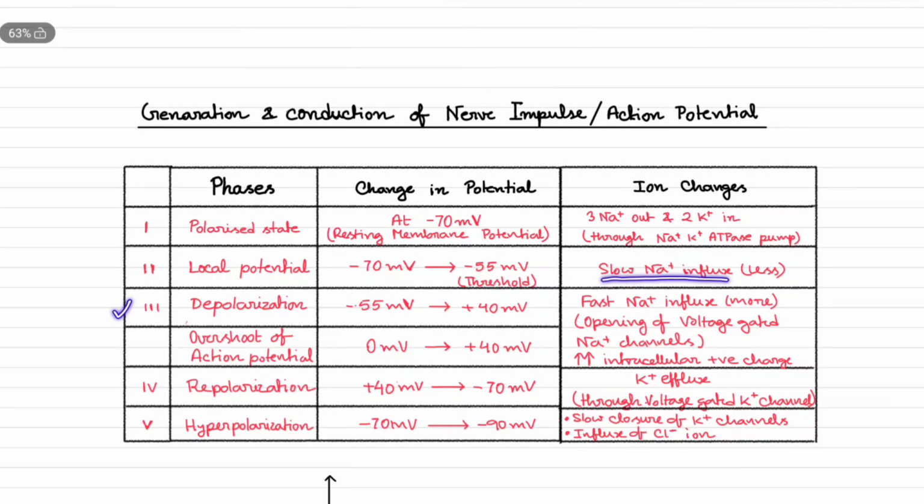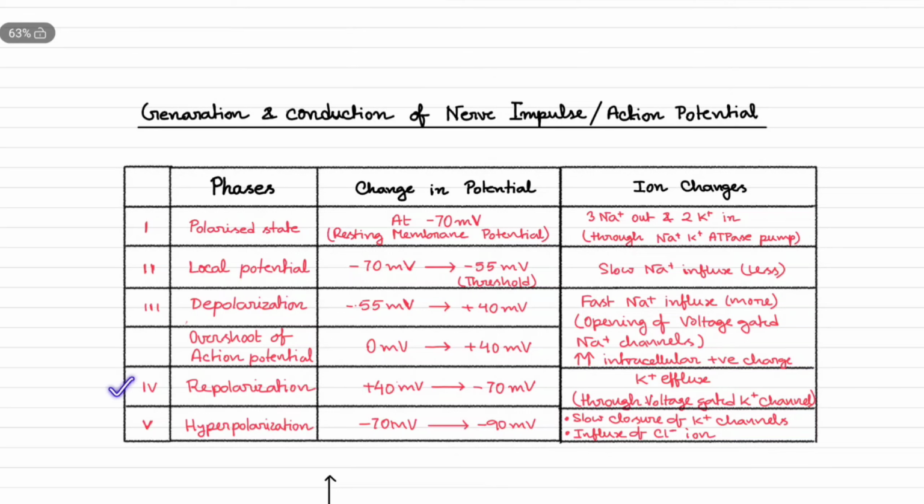Then comes the depolarization phase. In this phase, the potential difference goes from minus 55 millivolt to plus 40 millivolt. There is a part from 0 millivolt to plus 40 millivolt. We call it the overshoot of action potential. In this phase, the voltage gated sodium channels open. When the potential difference is minus 55 millivolt, the voltage gated sodium channels get opened. And due to this, rapid influx of sodium plus occurs, which increases the intracellular positive charge.